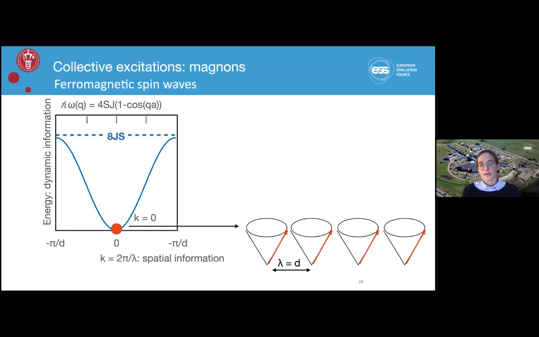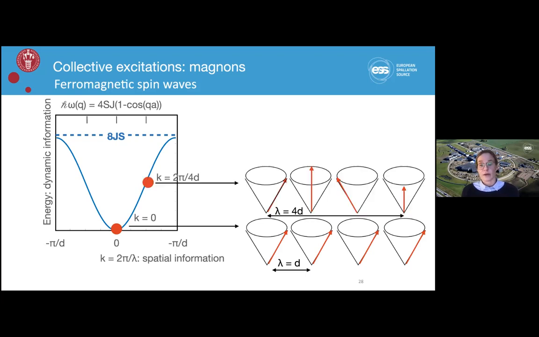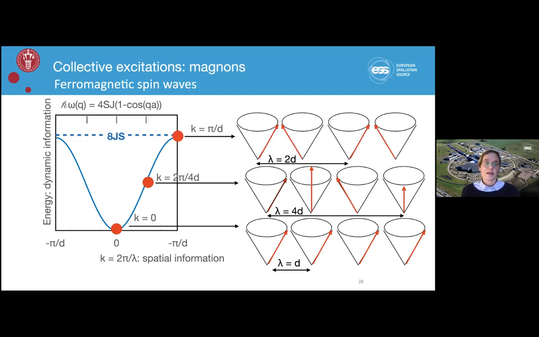And we see that for a ferromagnet, first of all, at zero energy, no interaction with the neutron, everything is aligned, so we have no energy. And then you start seeing in a similar way how the neutron interacts with the system. For a ferromagnet, it's very well defined. The relationship between the energy transfer of the neutron to the system is proportional to SJ, J being the exchange interaction between the spins, and has a 1 minus cos QA dependence.